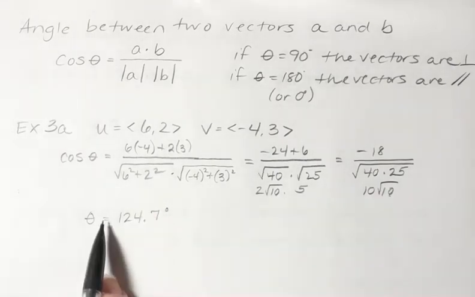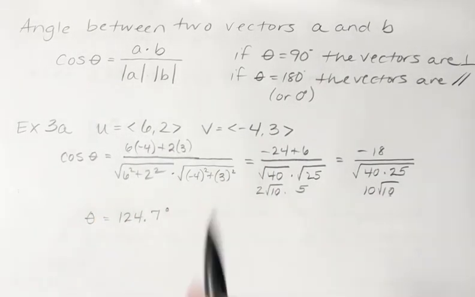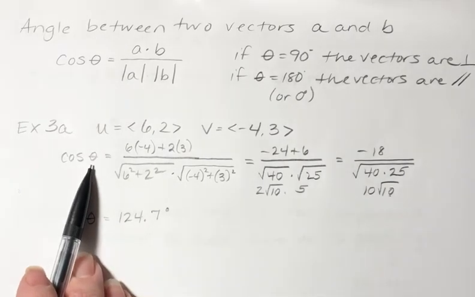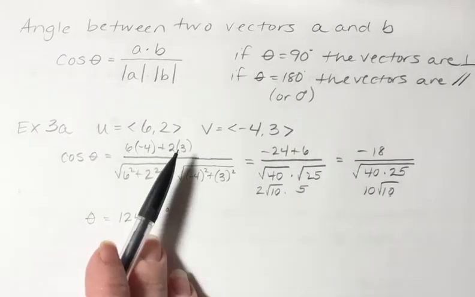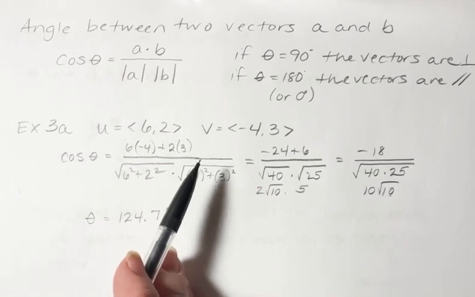And as far as this is concerned, you can always draw a picture. Cosine, though, is always going to give you an angle between 0 and 180. So the angle in between them is always going to be between 0 and 180.